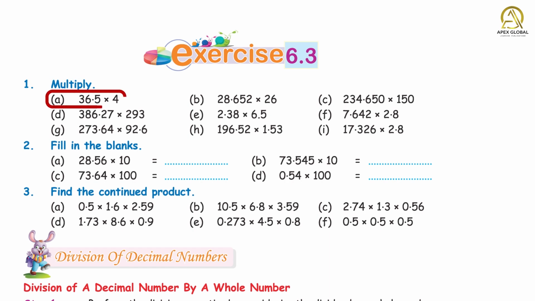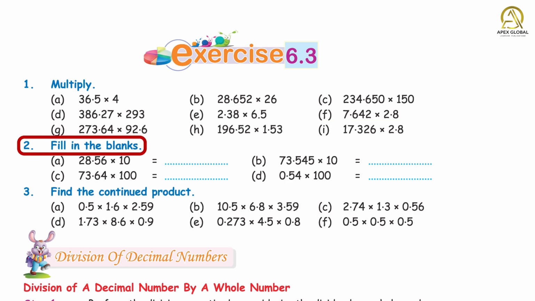Exercise 6.3. Question 1. Multiply. A. 365.5 into 4. B. 28.652 into 26. C. 234.650 into 150. D. 386.27 into 293. E. 2.38 into 6.5. F. 7.642 into 2 into 8. G. 273.64 into 92.6. H. 196.52 into 1.53. I. 17.326 into 2.8.